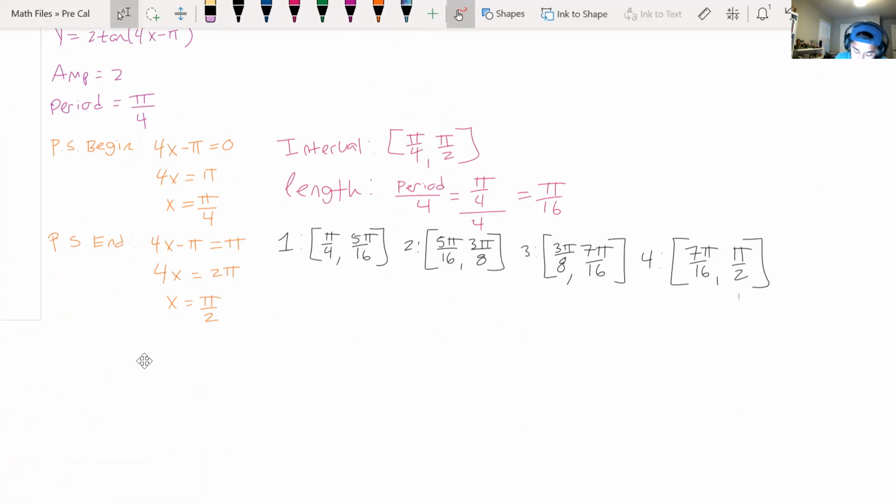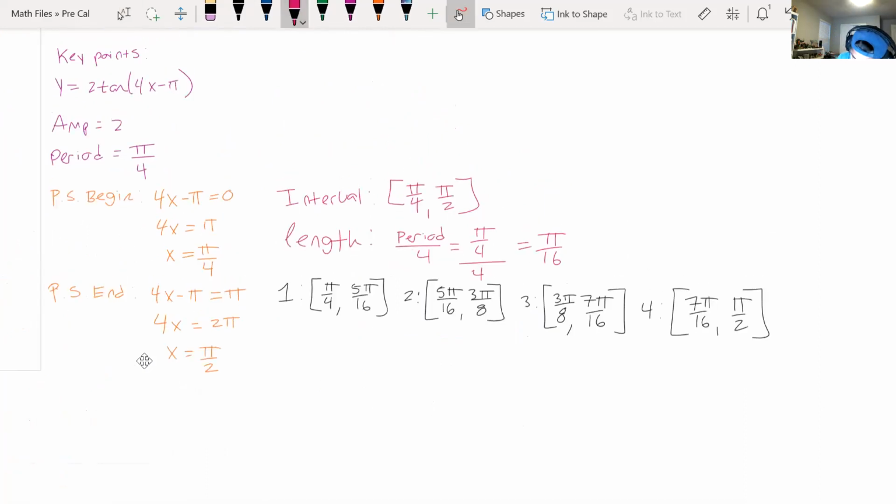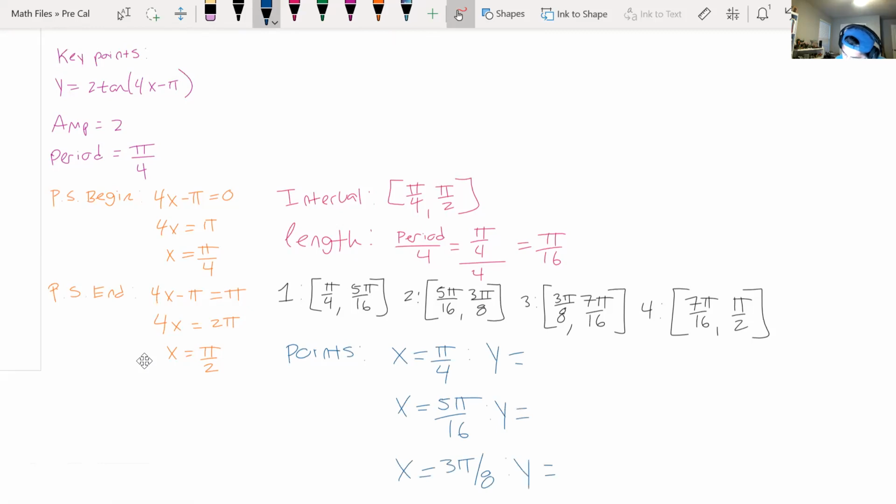And then plug these into the function. So I'll say points. And x equals pi over 4. X equals 5 pi over 16. X equals 3 pi over 8. Y equals, y equals, y equals. And then x equals 7 pi over 16. And x equals pi over 2. I'm just going to use my calculator here.